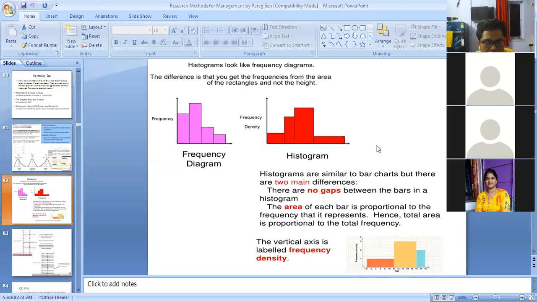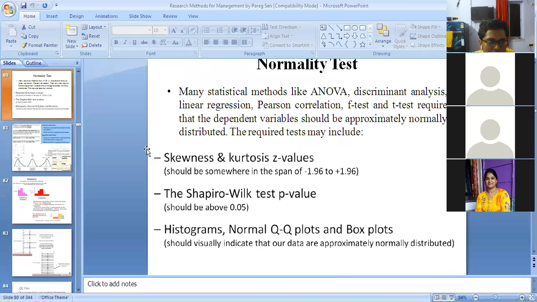So one unit will represent not just the frequency, but the frequency density.